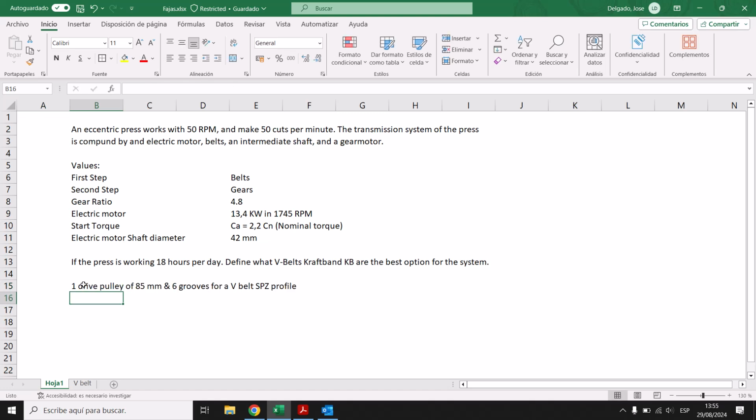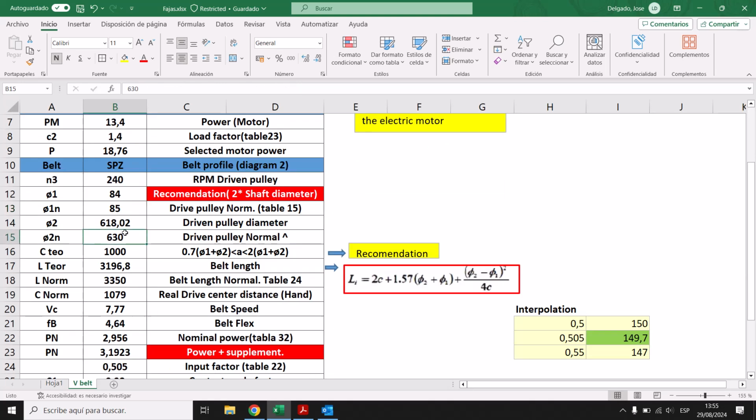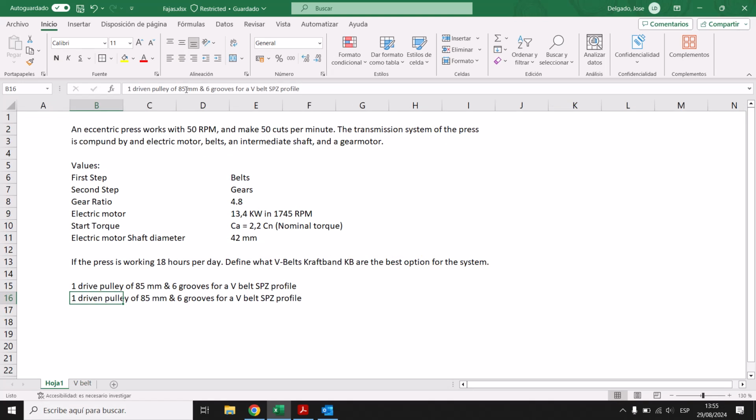The second is the same, but we have one driving pulley of 630 millimeters and six grooves of V belt profile.